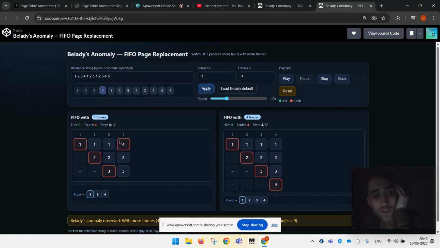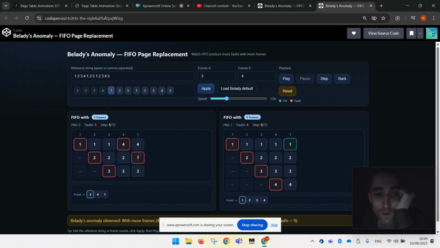So you can see that what we anticipated, that in the smaller one, there may be more faults because there is less space to occupy more data. So it's more obvious that more faults will happen here. And this is the anomaly, that more faults will happen here. And let's see how it happens.